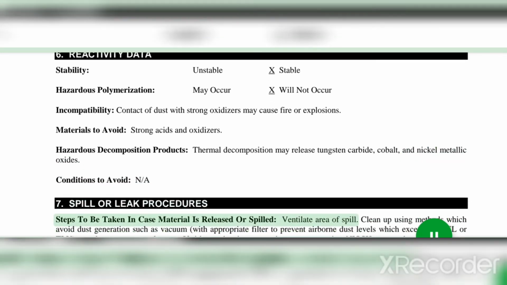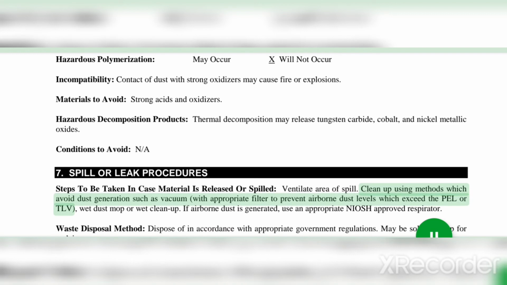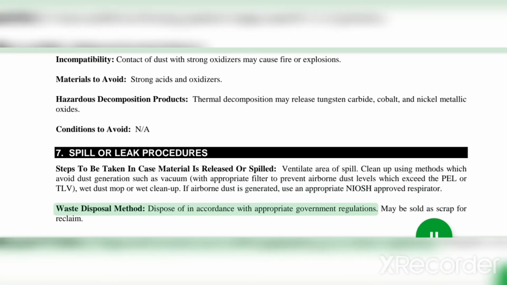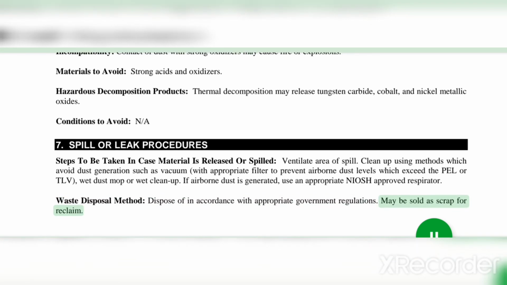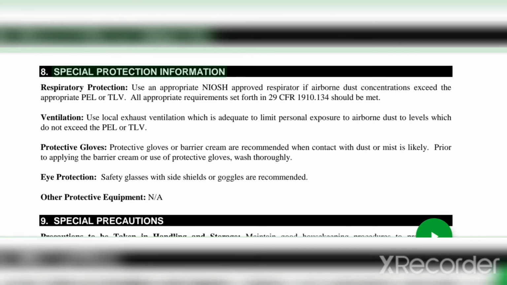7. Spill or leak procedures. Steps to be taken in case material is released or spilled. Ventilate area of spill. Clean up using methods which avoid dust generation, such as vacuum with appropriate filter to prevent airborne dust levels which exceed the PEL or TLV. Wet dust mop or wet cleanup. If airborne dust is generated, use an appropriate NIOSH-approved respirator. Waste disposal method: dispose of in accordance with appropriate government regulations. May be sold as scrap for reclaim.